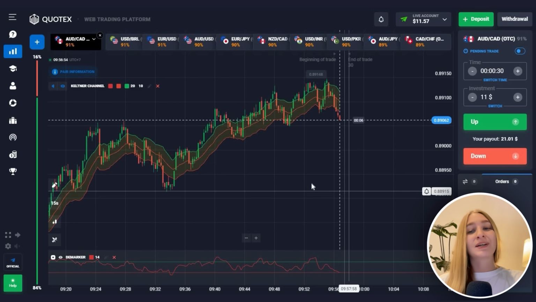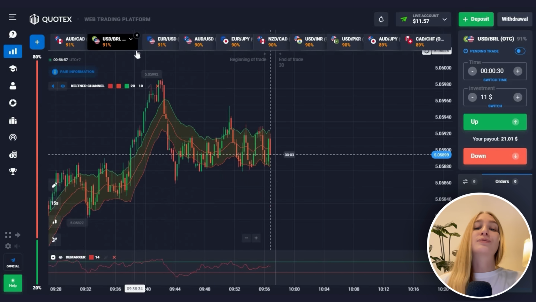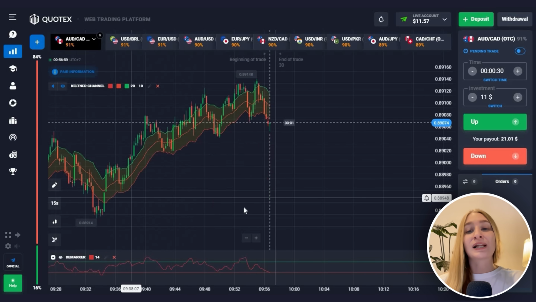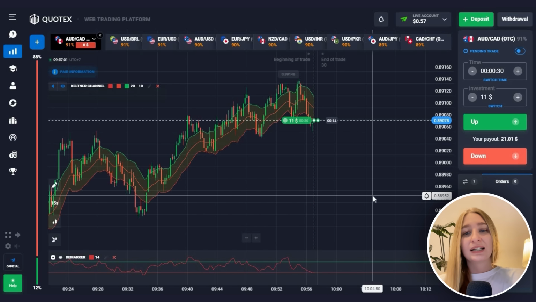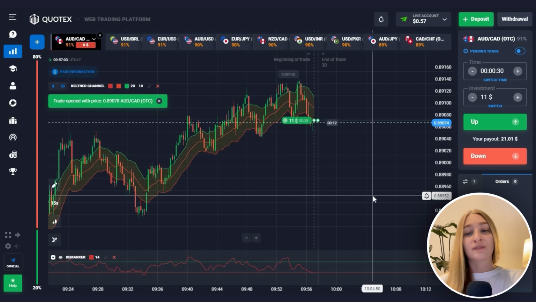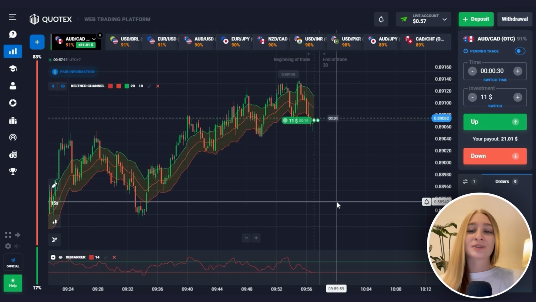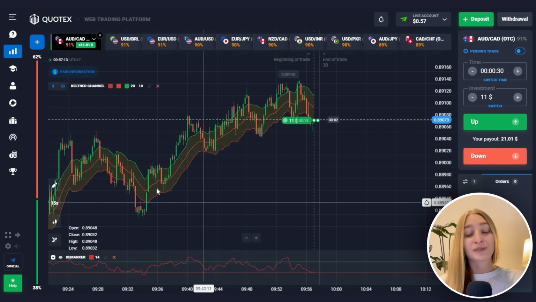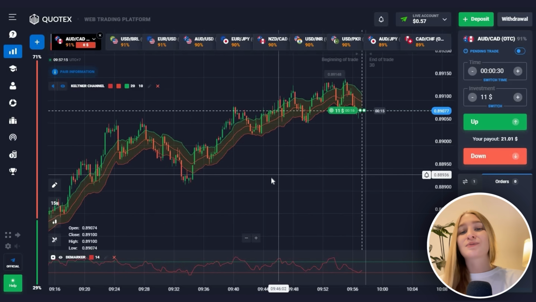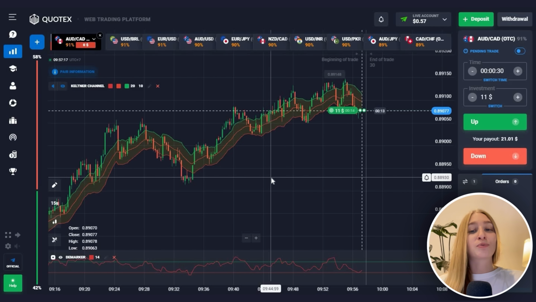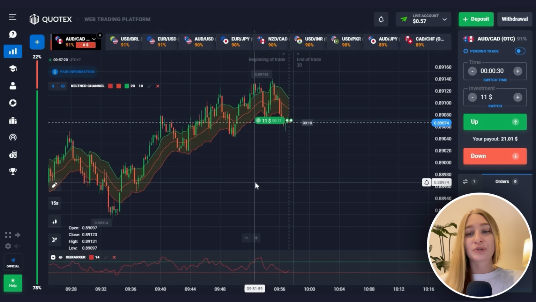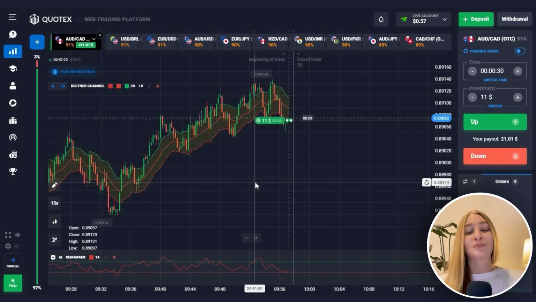Let's find something interesting. For example, our first currency pair, the Australian dollar and the Canadian dollar. I have $11 in my investment, and in this situation I'm going to press the green button right now. What can we observe here? The line has reached the lower boundary and started to perform its reversal on the Demarker. In addition, we can see that we have an upward price movement, an uptrend. That's why we open the trade with a call option.